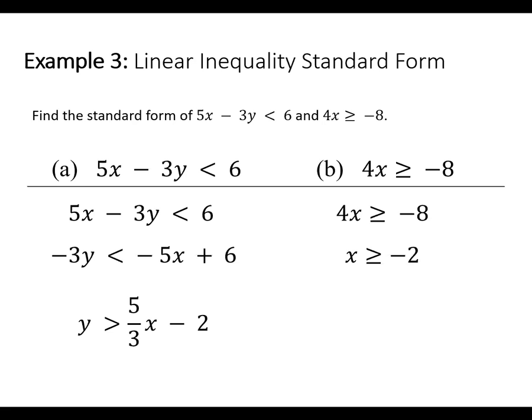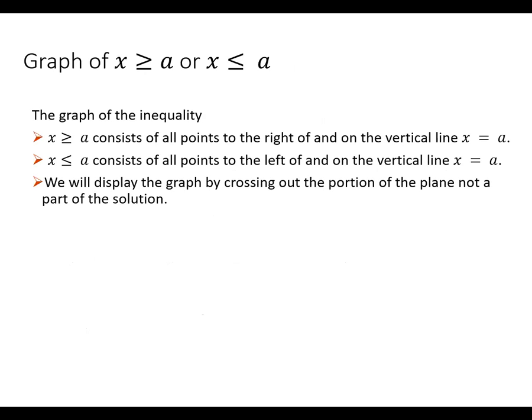So next we want to know, how do we graph something where it says x is greater than or equal to a, or x is less than or equal to a? So here we go. The graph of the inequality x greater than or equal to a consists of all points to the right of, and on, the vertical line x equals a, and I'll show you a visual here shortly. If it says x is less than or equal to a, it consists of all the points to the left of, and on, the vertical line x equals a.